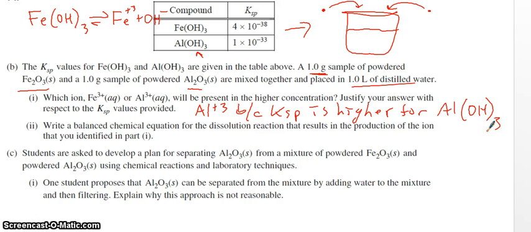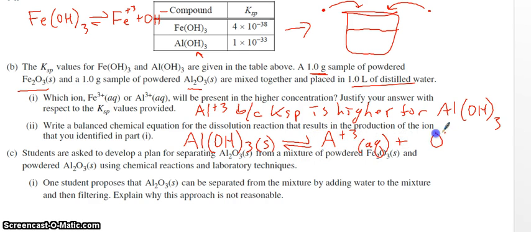Part B, part 2, says write a balanced chemical equation for the dissolution reaction. So we want to show how aluminum hydroxide dissolves, and that's easy enough. That's actually what we kind of did up here, but for iron. So aluminum hydroxide is a solid, so go ahead and put these state symbols. It dissociates, and it's an equilibrium system, into aluminum 3+, which is aqueous, and hydroxide minus, which is aqueous. You'll have 3 hydroxide minuses for every aluminum. So this is the balanced equation, along with the state symbols.